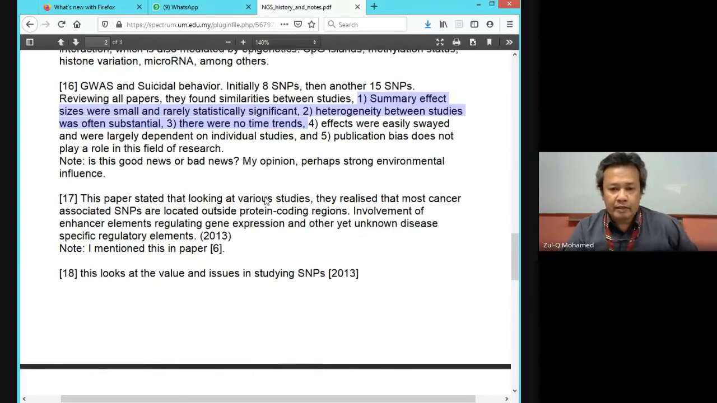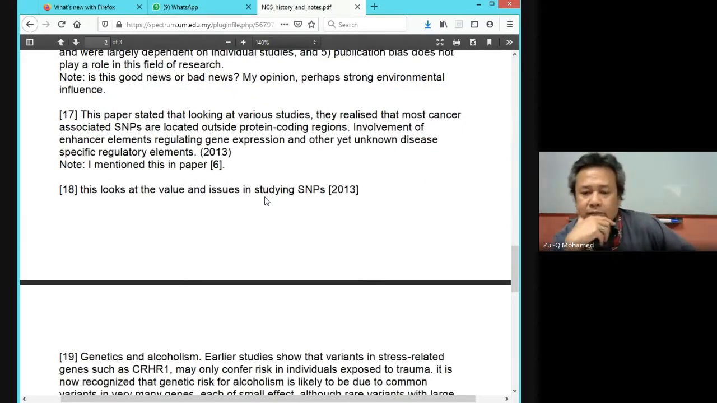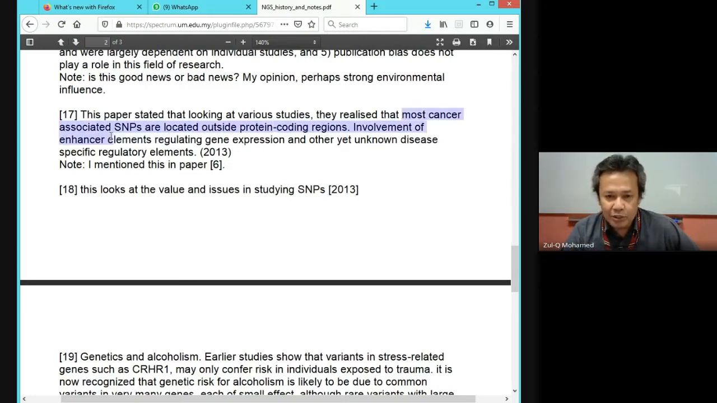Okay, 10 more minutes. I'm finishing at paper number 20. This is 17, so just a few more papers. Looking at various studies, they realized that most, okay, here's the one that says, most cancer-associated SNPs variations are located outside protein coding regions.